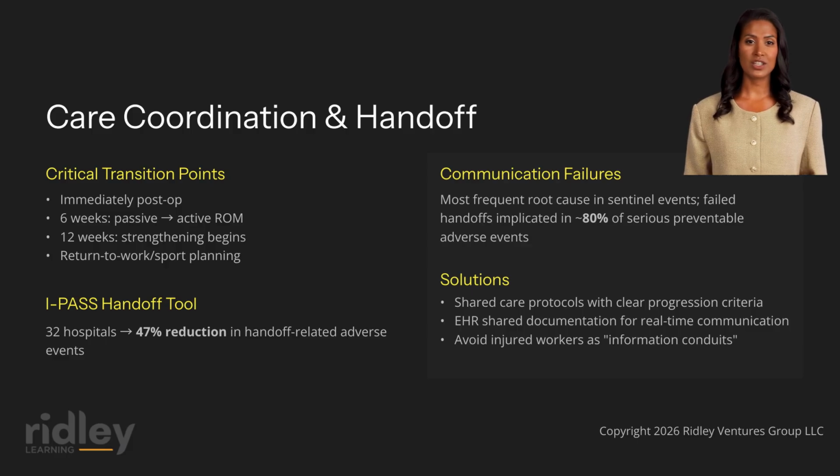Centralized care coordination is an essential component of effective return to work and rehabilitation programs. The interprofessional team should convene at critical transition points, immediately postoperatively, at 6 weeks when transitioning from passive to active range of motion, at 12 weeks when initiating strengthening, and when planning return to work or sport.